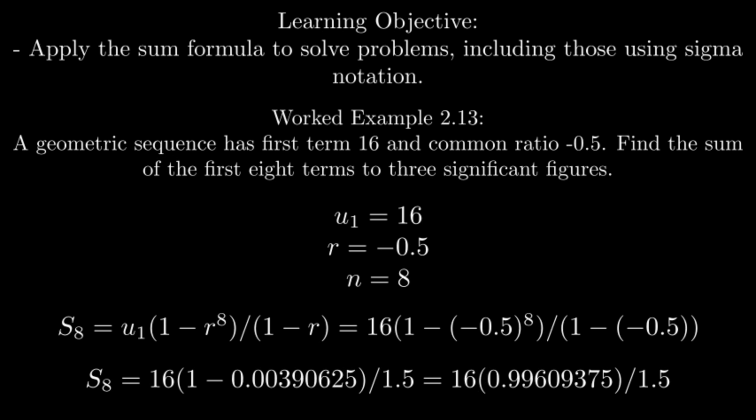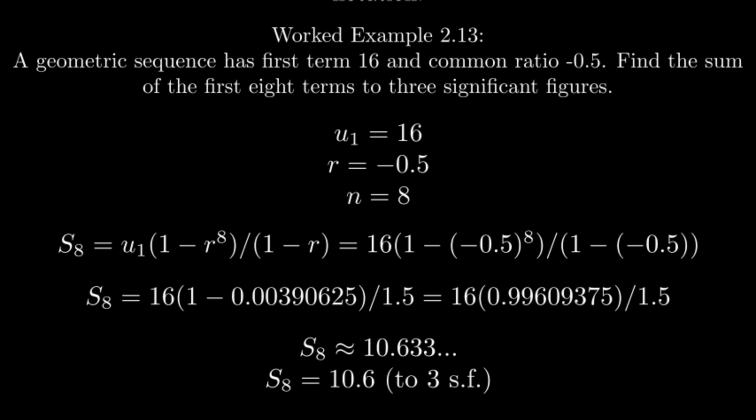Putting this into a calculator gives us the final value. The result is approximately 10.633. Rounding to 3 significant figures, we get 10.6. Now let's tackle a problem involving sigma notation. This notation is just a compact way of writing a sum.